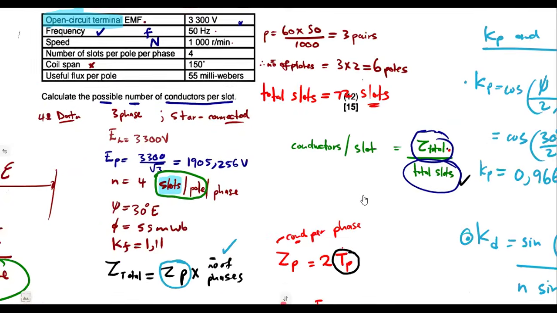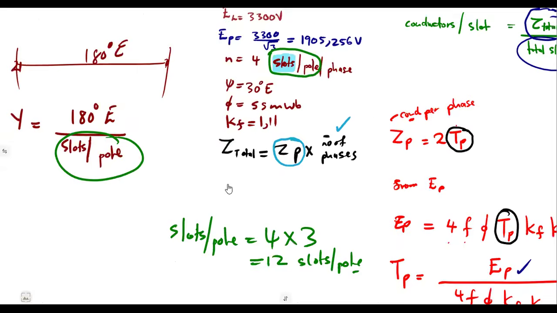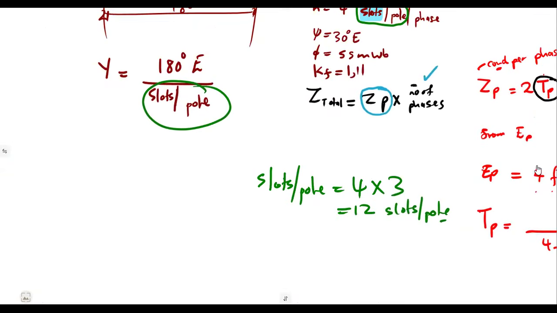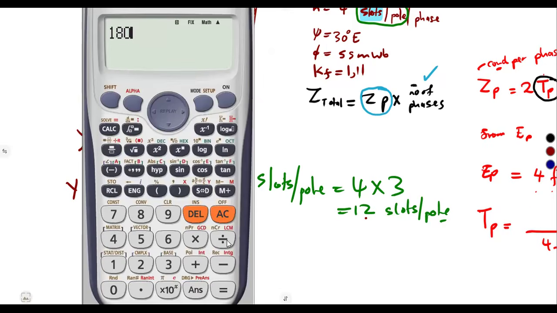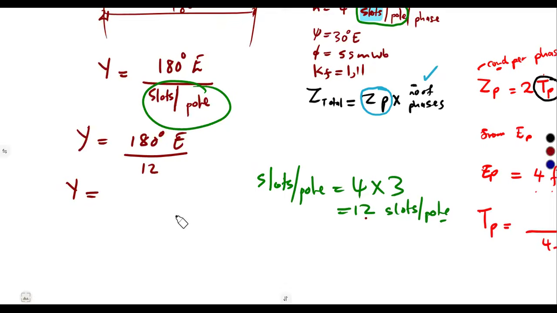So let's substitute here. This is where we calculate our angle, which is our slot pitch. Our slot pitch can be calculated as 180 electrical degrees over the slots per pole, which is 12. That gives us 180 divided by 12, which is 15. So we obtain 15 electrical degrees.